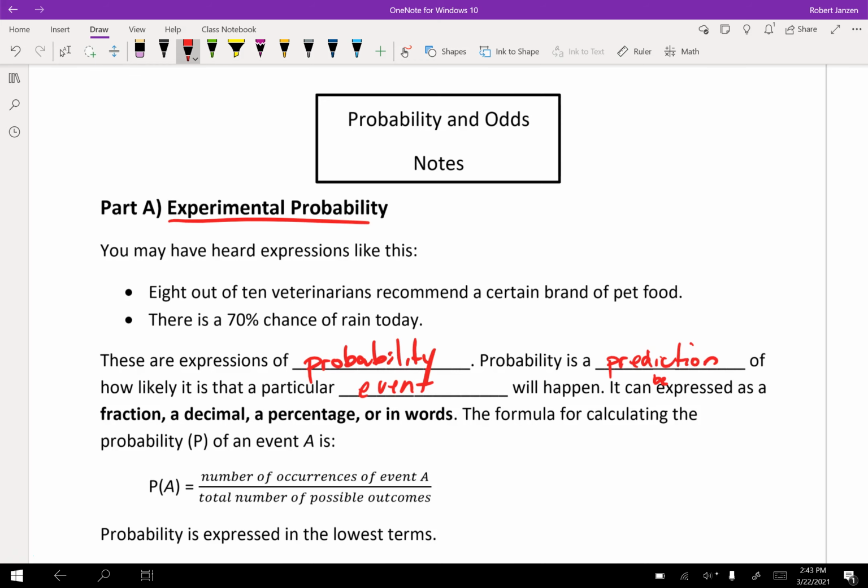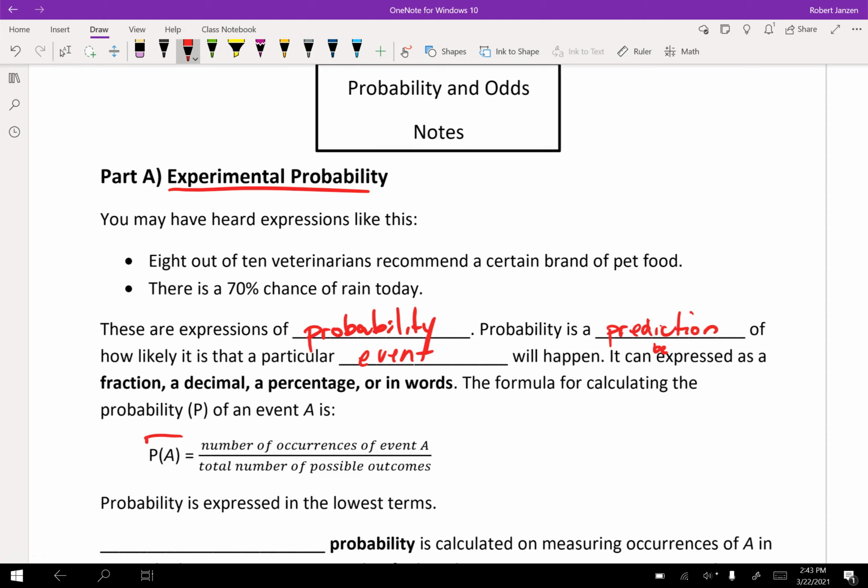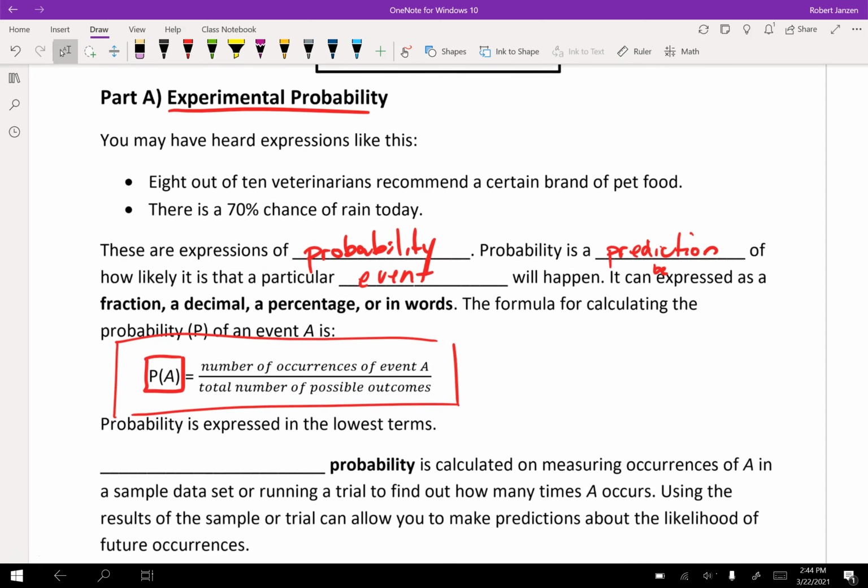The formula for calculating probability of an event, so this means the probability of A happening, is the number of occurrences of the event A over the total number of possible outcomes. Okay, we're going to use this a lot. Okay, so just a quick example. If you take a die, you guys know what a die is, right? On one side it has 1, 2, 3, it has 4, 5, or 6 dots.